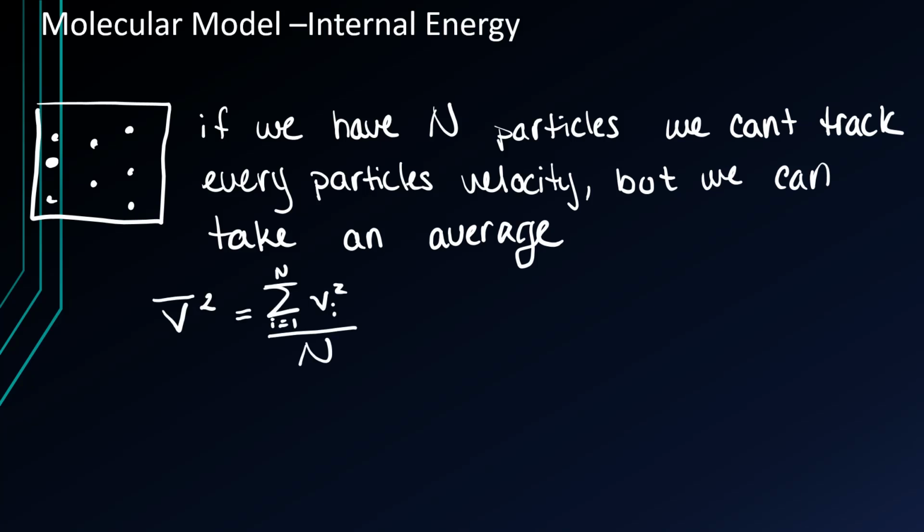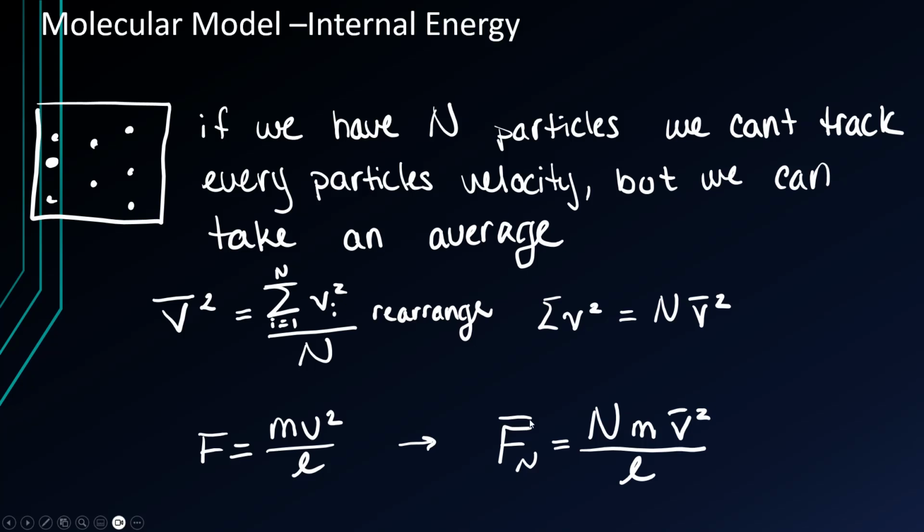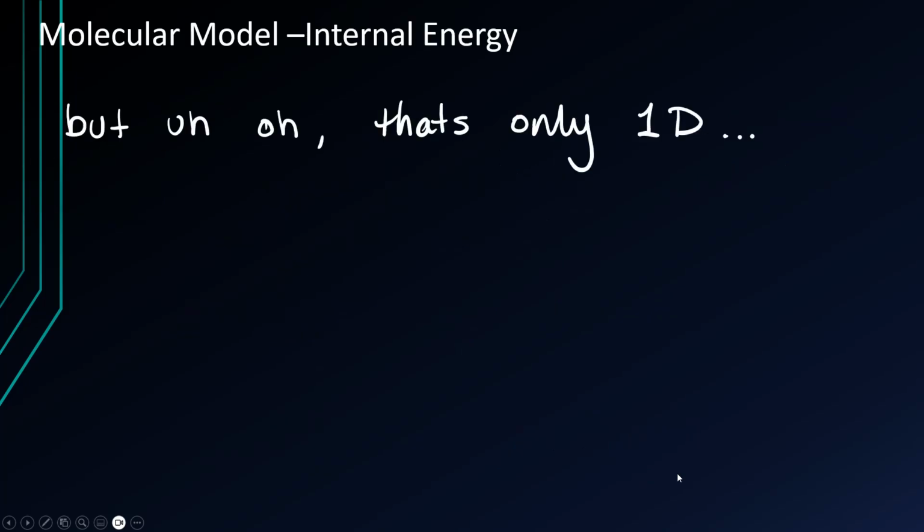So the average velocity squared is going to be the summation of the velocities divided by the number of particles, right? So I can rearrange this, and I can replace my v squared in my force equation with the average. The force for n number of particles is equal to n, which is my number of particles, times the mass times the average velocity squared divided by length. So this is my new equation.